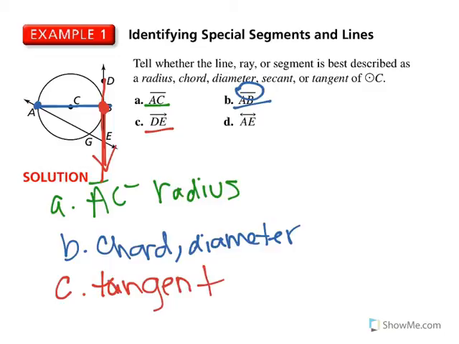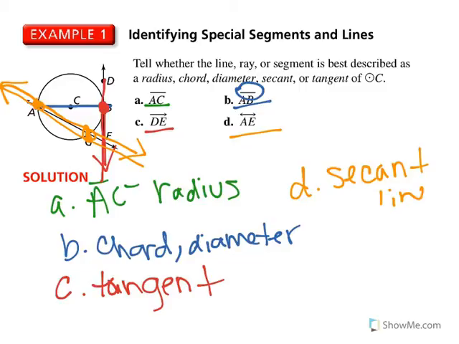Alright, and the last one, line AE. We do have two endpoints that are on the circle, but you see how it kind of slices through my circle? So secant slices. So AE is actually a secant line. Okay, hopefully that makes sense and that's pretty easy. Let's go ahead and move on.